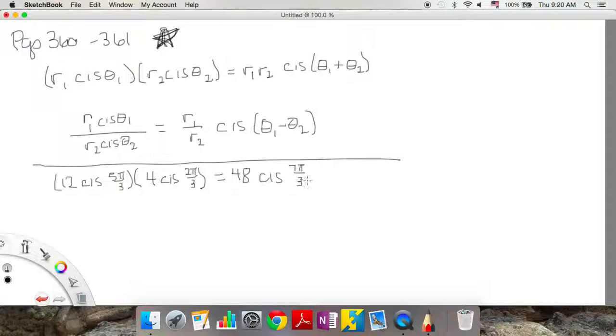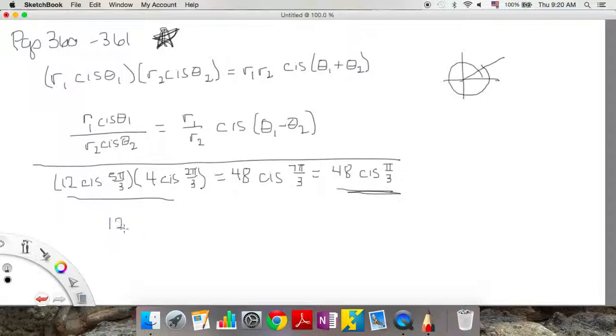Now, 7 pi over 3 isn't on the unit circle. We go around and that's 6 pi over 3, 7 pi over 3. We're up here. So what we need to do is change this so that it's between 0 and 2 pi. And it's pi over 3 because we went around the unit circle once and then pi over 3 more. So there's our answer. We multiplied these two together, and this is the complex number we got.